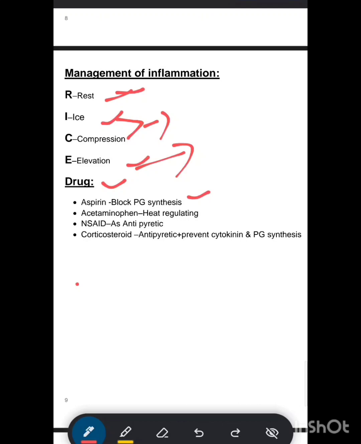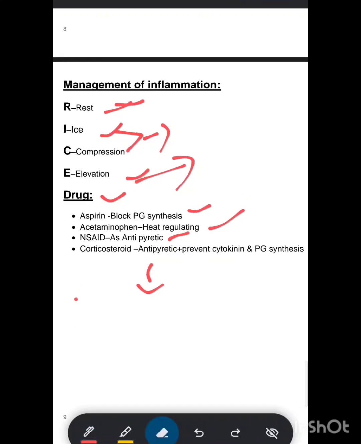And the next is acetaminophen. Acetaminophen is used as a heat regulator, and NSAIDs or non-steroidal anti-inflammatory drugs are used as antipyretics. And last, the drug used is corticosteroid, which prevents cytokine and prostaglandin synthesis. These are all about inflammation.